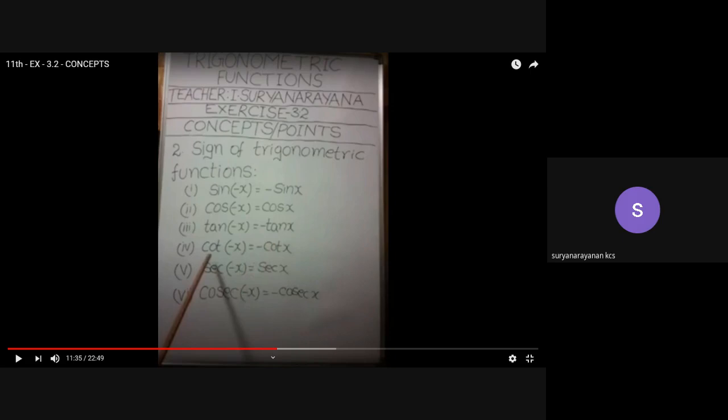And the last formula: cosecant of minus x is equal to minus cosecant x. I will repeat one more time. All of you read after me. Cosecant of minus x is equal to minus cosecant x.